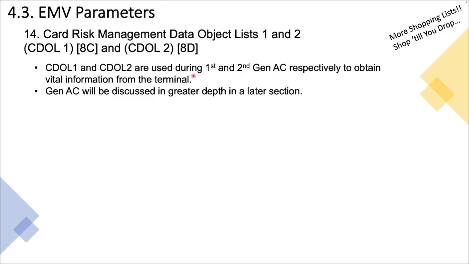We will be speaking about first gen AC and second gen AC later on during the transaction flow. So don't stress about it. Just understand that as part of these transaction phases, the card will request information from the terminal, and it will request it in the form of this shopping list, right? During first gen AC, it will send a CDOL 1 request, and during second gen AC, it will send a CDOL 2 request. Okay. As I said, we will discuss it in greater detail, in greater depth in a later section. All right.